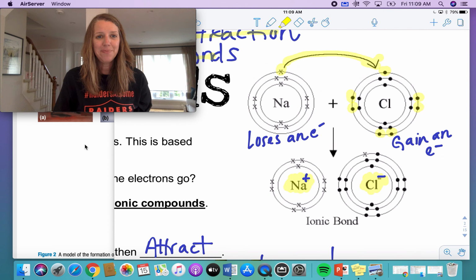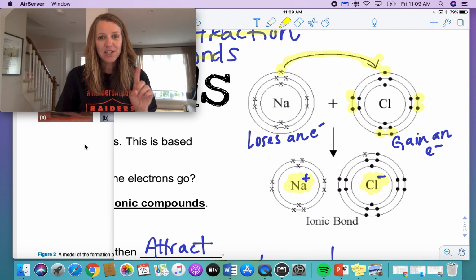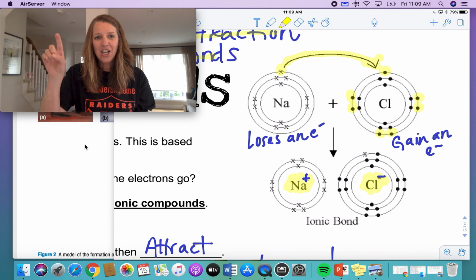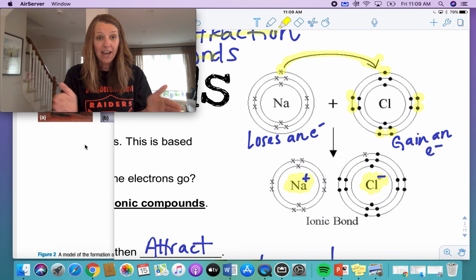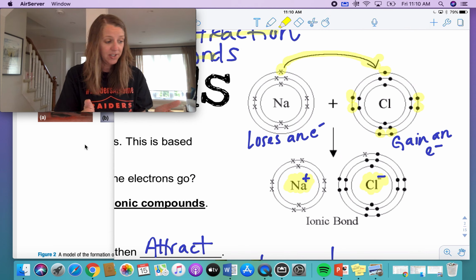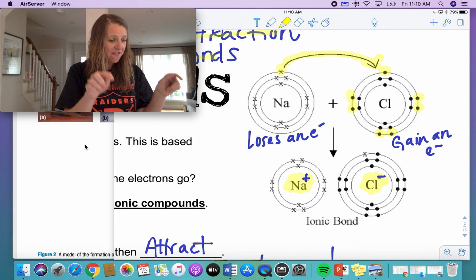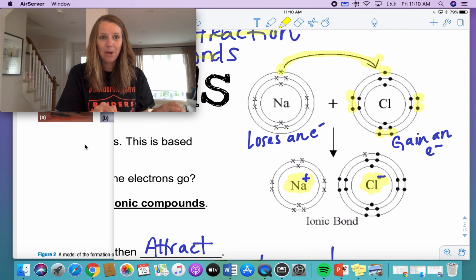Here's a sodium, here's a chlorine. Sodium has 1 valence electron, chlorine has 7 valence electrons. Sodium's in group 1, chlorine's in group 7. So have your periodic table with you when you're doing this. All you need to do is refer back to it. You never have to remember or memorize the periodic table. All you need to do is be able to find the element on the periodic table and then do the work that's involved.